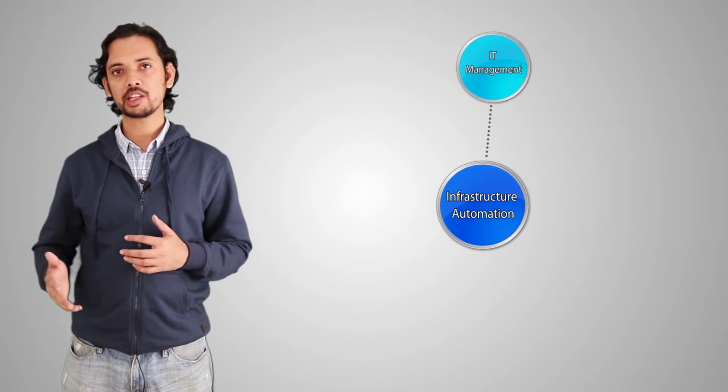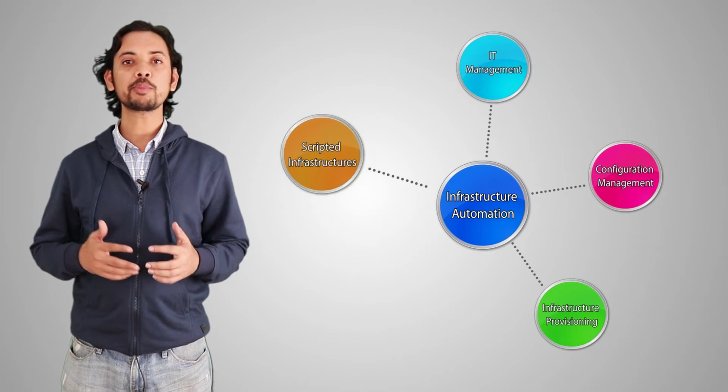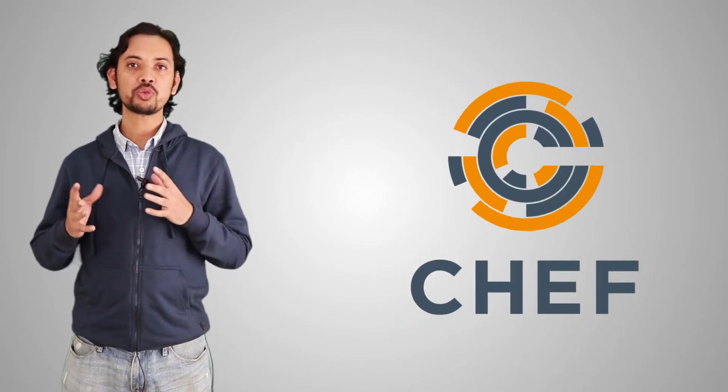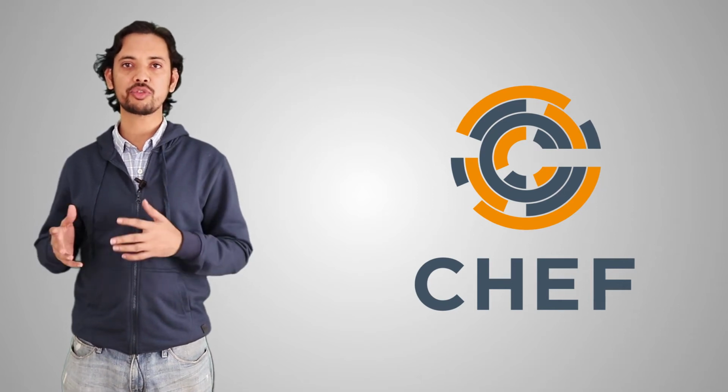Infrastructure automation goes by other names as well. For example, IT system management, configuration management, infrastructure provisioning, scripted infrastructure, and so many other overlapping terms. Chef is the tool for this, whether you call it infrastructure automation or configuration management.